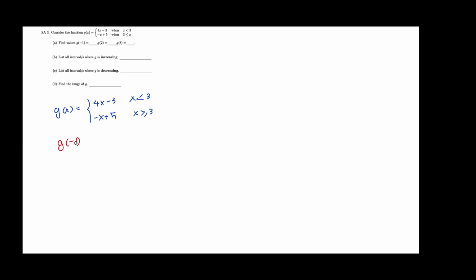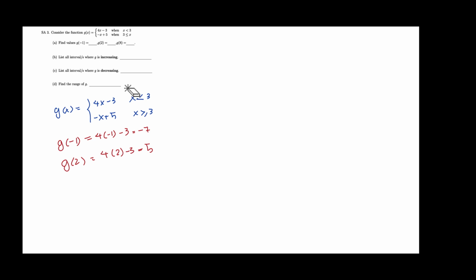So g of -1, I can see that the input x, so x is -1 and is less than 3, is fitting this piece. So I'm plugging it into that piece. That's -7. Then for the next one, I can see g of 2. Again, 2 is less than 3, so it fits in there. So every time you put in the x in all the pieces, see if it fits. And so I multiply, and I get 5.